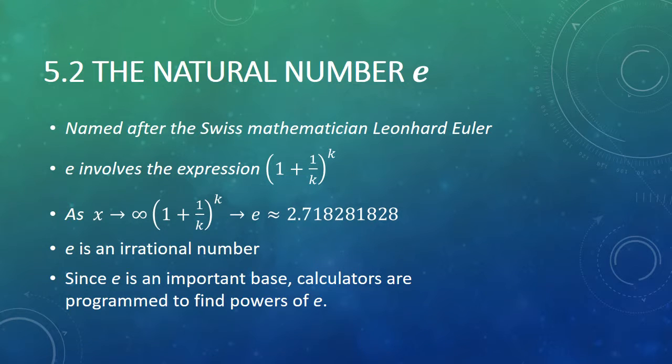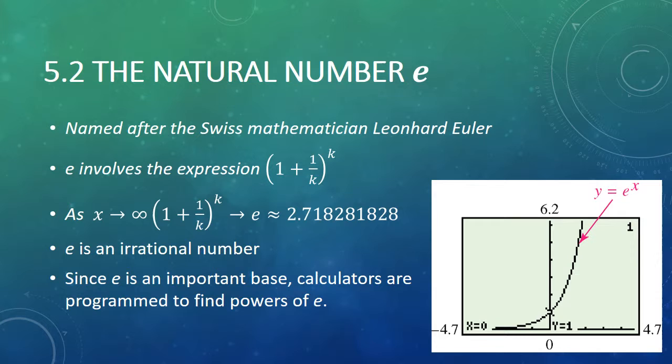It's an important base, and calculators are programmed to find powers of E. In fact, your calculator has it in 2 spots. One of them is on the ln key. You'll notice if you hit second and then the ln key, you get e to the x. It sets you up ready to put a power to it. And there is another one on the calculator also. I tend to use the one on the natural log, the ln key, for various reasons, but one of which is it gets you ready to put a power in right afterwards.